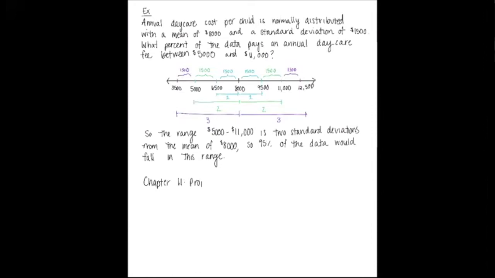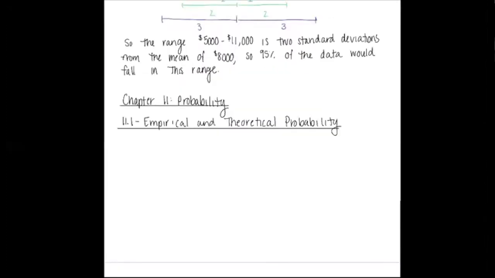So we're moving into chapter 11, which is probability. And we're going to start in 11.1, which is empirical and theoretical probability. So now we're going to work in kind of more set in stone stuff.